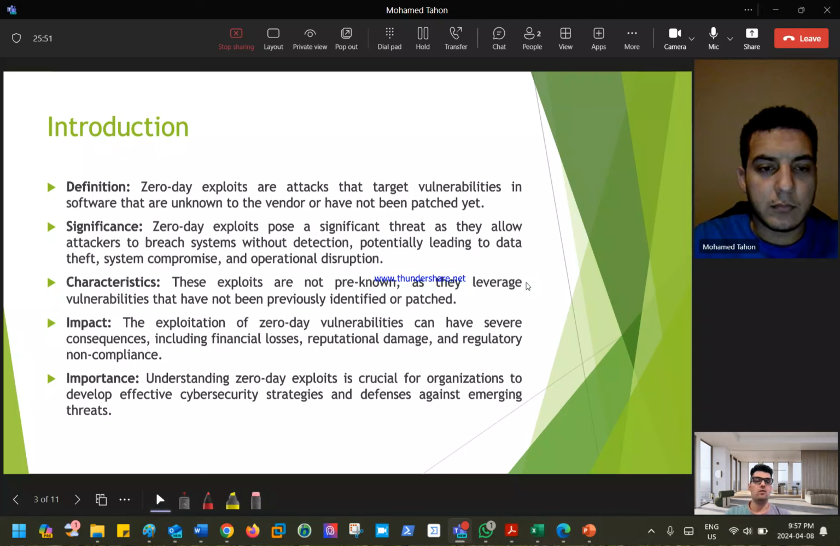The impact of this kind of attack is very crucial to organizations because they may suffer a lot of financial losses, reputation damage, and also regulatory and non-compliance effects. So it is very important to understand zero-day exploits, and it is crucial for organizations to develop effective cybersecurity strategies to mitigate and also prevent this kind of attack.